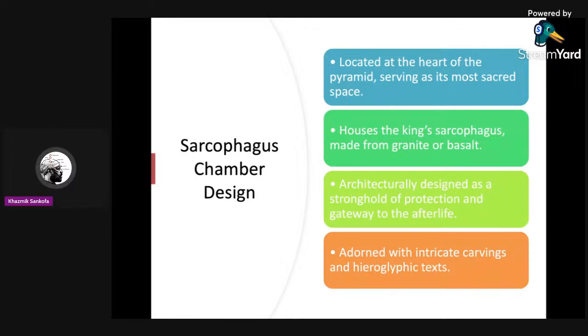The sarcophagus chamber is located at the heart of the pyramid, and it's one of the most sacred spaces. It houses the king's sarcophagus made from granite or basalt, and it is adorned with intricate carvings and hieroglyphic text.